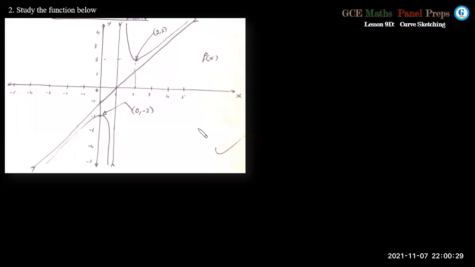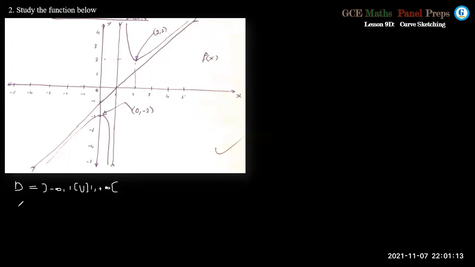So let us start by looking for the domain of definition of this curve. Looking at this curve, what is the domain of definition? The domain equals the set of all real numbers from negative infinity to 1 from below, then 1 from above to positive infinity. This question is relatively easy.